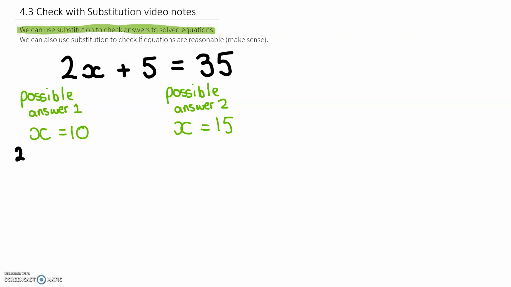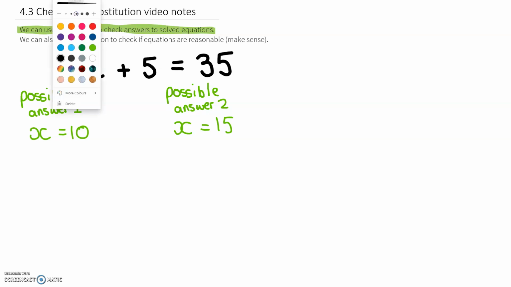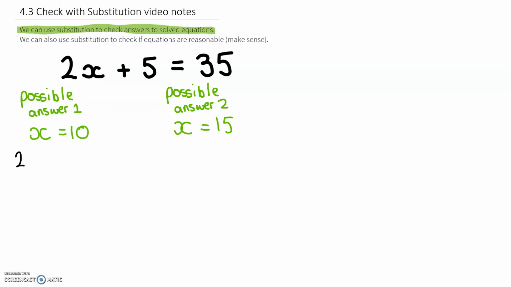So if we start with our equation, 2x plus 5 equals 35. Let's check this first one. So I'm going to say, all right, well, x is 10 in this case. So I'm going to substitute that in instead of x. And notice how I've remembered that there's a hidden multiplication here. Okay, and I want to check if it does actually equal 35 or not. So let's work that out.